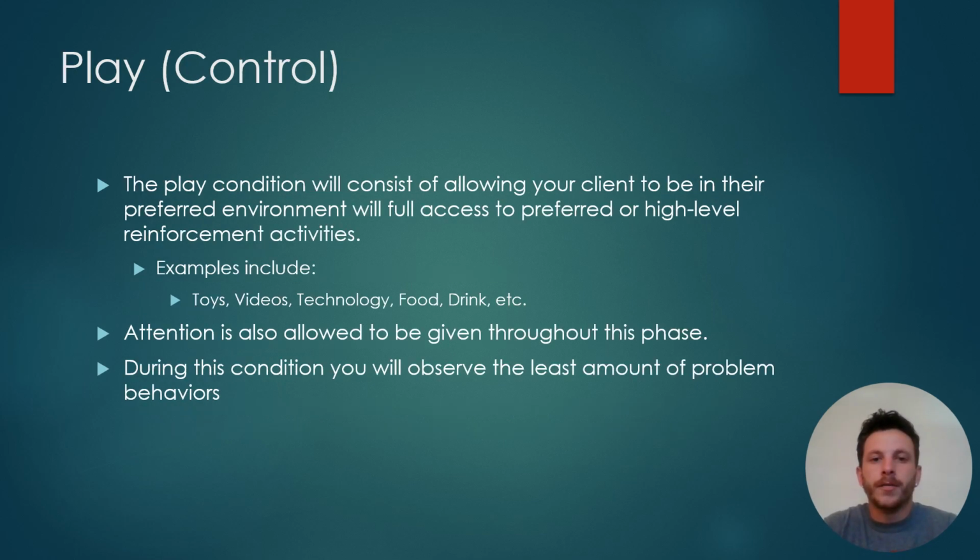The first condition of functional behavior assessment that we will talk about is play or control. The play condition will consist of allowing your client to be in their preferred environment with full access to preferred or high-level reinforcement activities. These examples may include toys, videos, technology, food, drink, etc. Attention is also allowed to be given throughout this phase. During this condition, you will observe the least amount of problem behaviors.